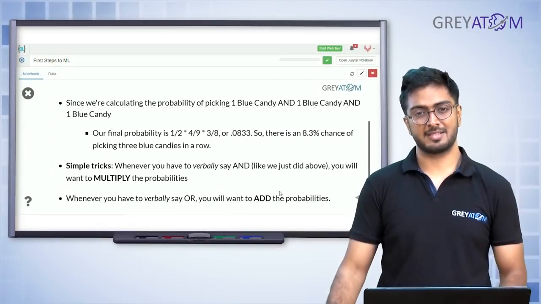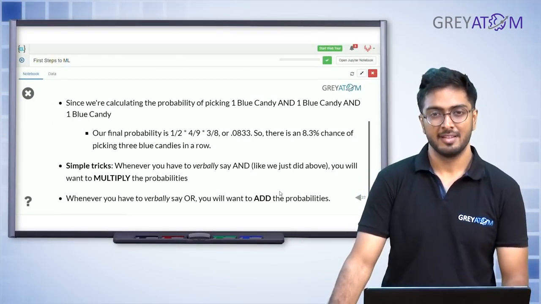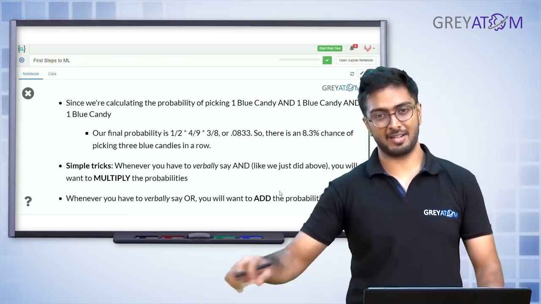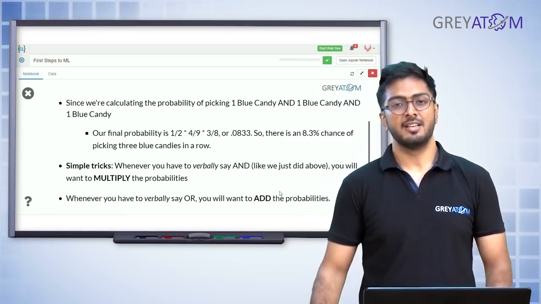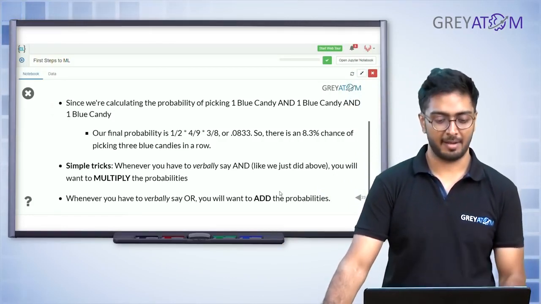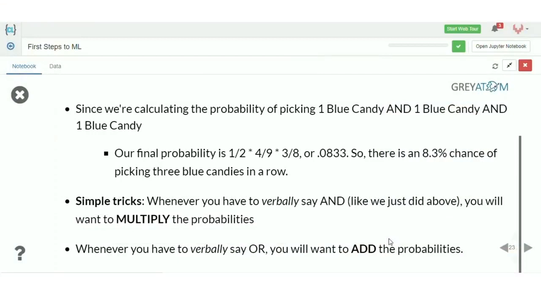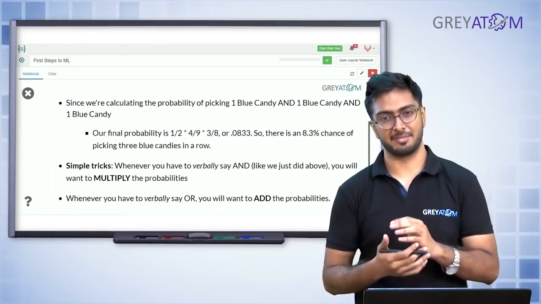So there's an 8.3% chance that we pick 3 candies randomly, one after the other, and all 3 of them are consecutively blue. That's clearly understood, right? So if you pick 3 candies randomly from this jar of 10 candies, the probability that all 3 of them would be blue is 8.3%. Simple trick, we have talked about this already: whenever we have to verbally say "and," like we did above, we just multiply the probabilities. And that is basically the concept of A intersection B.